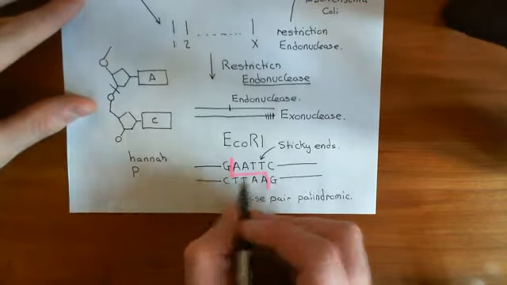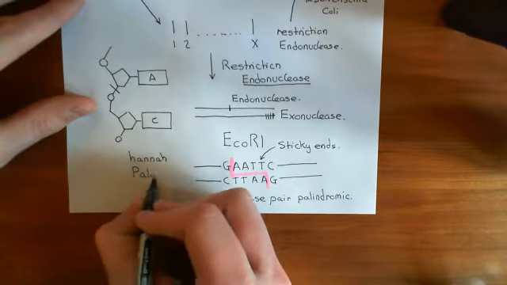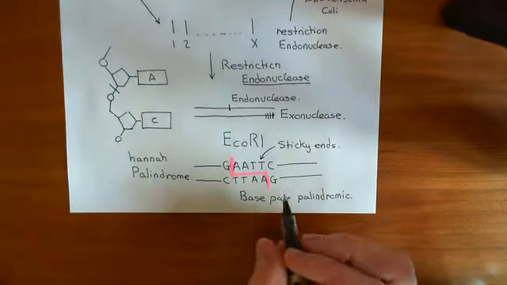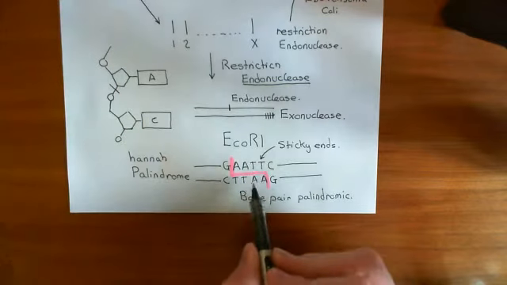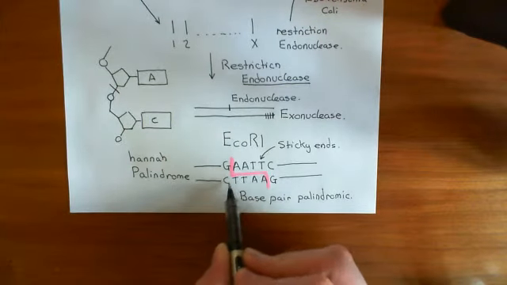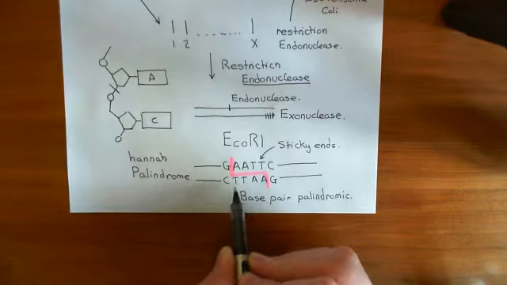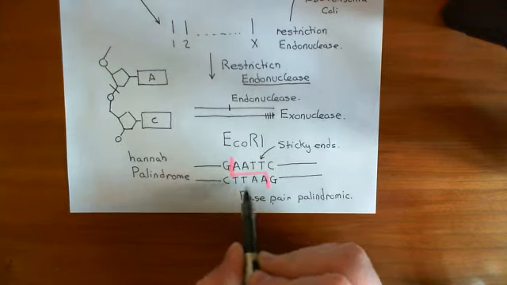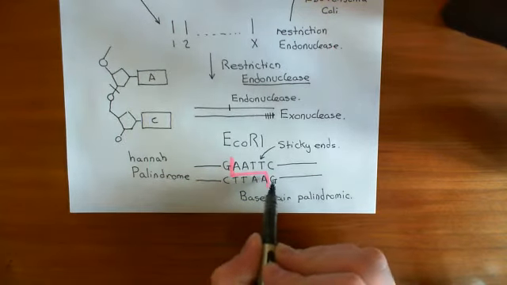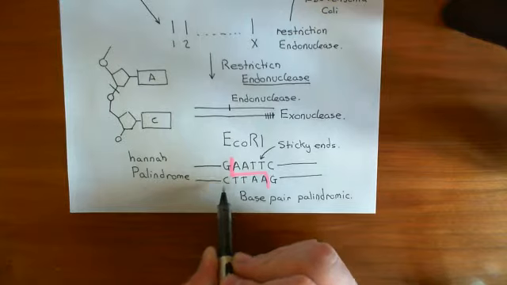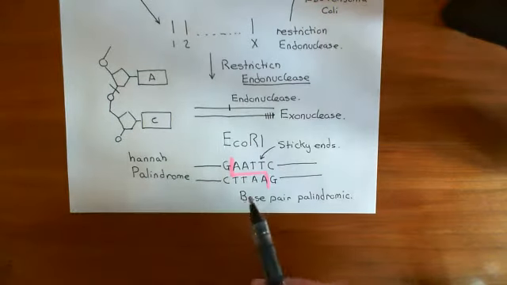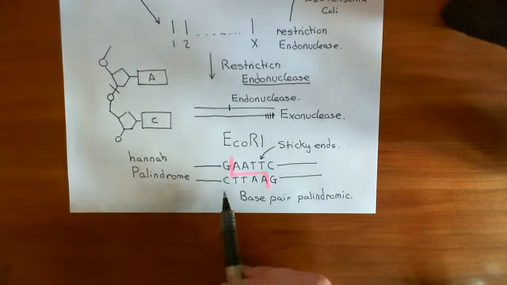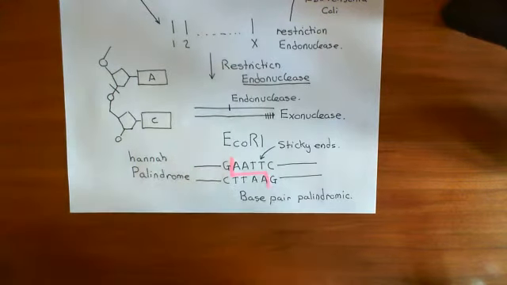Now, GAA-TTC is clearly not a palindrome. However, it is what is known as a base pair palindrome, because if you read its complementary sequence backwards, then it reads the same as it read forwards. So if you read GAA-TTC, here's the complementary sequence, and if you read that backwards, GAA-TTC. Okay, so that's what is meant by base pair palindromic: the complementary sequence read backwards reads the same as the original sequence read forwards.